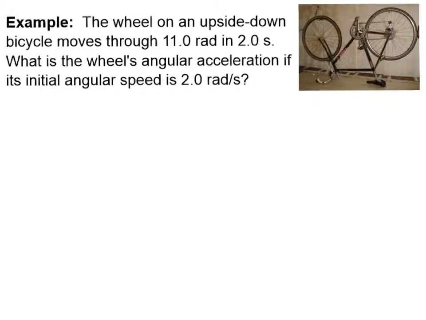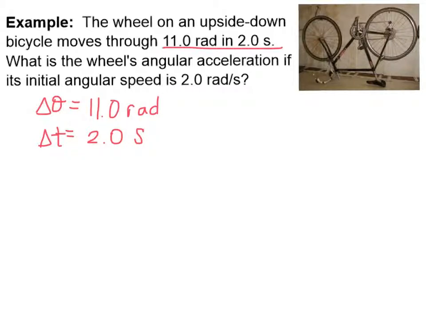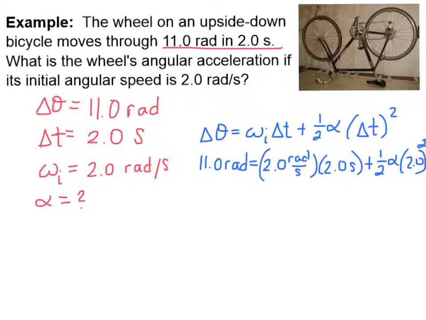The wheel on an upside down bicycle moves through 11.0 radians in 2.0 seconds. I went ahead and wrote these values down. What is the wheel's angular acceleration if its initial angular speed is 2.0 radians per second? So I'll write this down as well. And I'm going to look for how I can find my wheel's angular acceleration. So I will use my second angular kinematic equation from the previous page. Here I can substitute all the values in that I need to, and I can solve for alpha. And alpha is 3.5 radians per second squared.